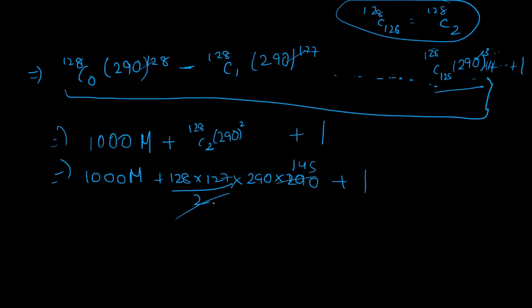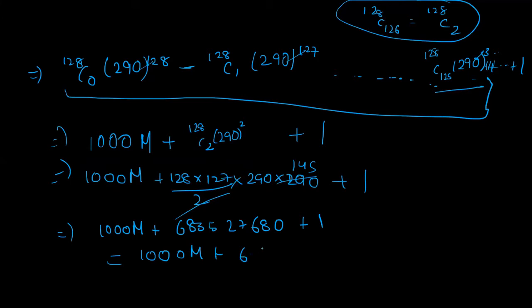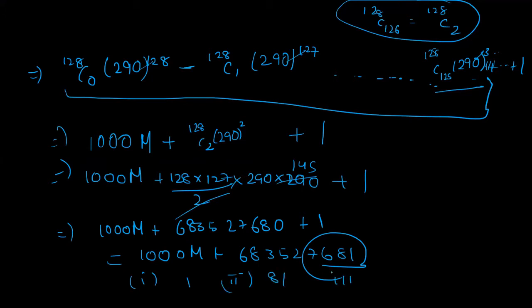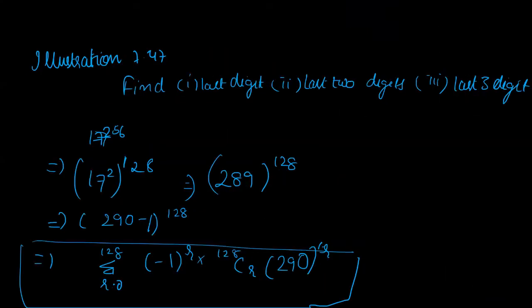If you have a calculator handy, just give me the value for this, or I'll take out my calculator. Otherwise you will be given it for these calculations. It will be 683527680 plus 1, so it becomes 1000m plus 683527681. You just need this. The last digit is 1, the last two digits are 81, the last three digits are 681.